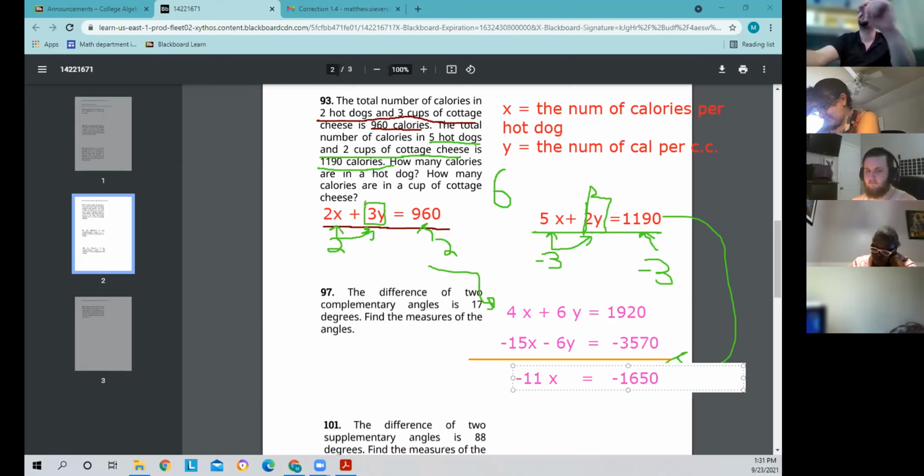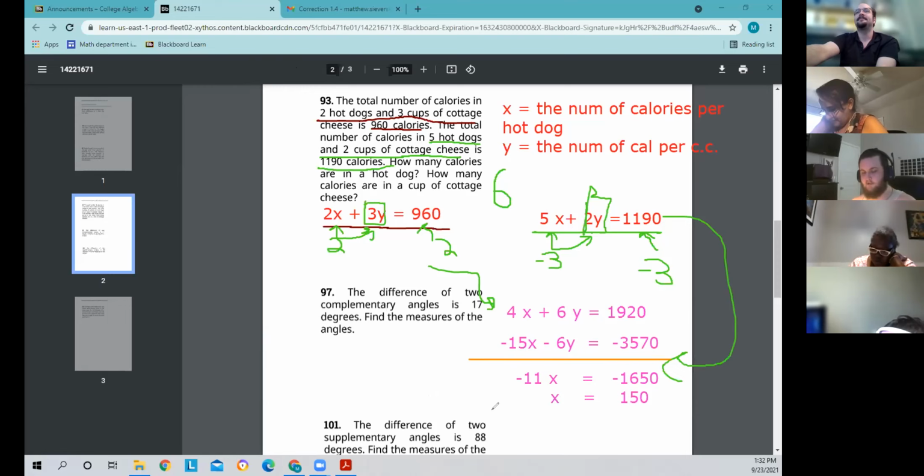Yep. And then I just divided by 11, which equals x equals 150, or negative 150. Yeah, it should be positive when we divide the negative. And then you take the x variable, which was the 150, and you put that into the first equation, which is the 2x plus 3y equals 960.